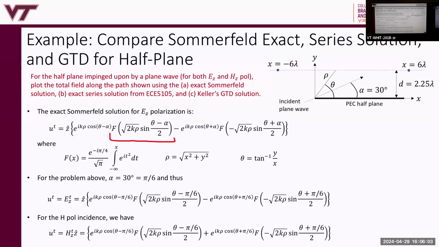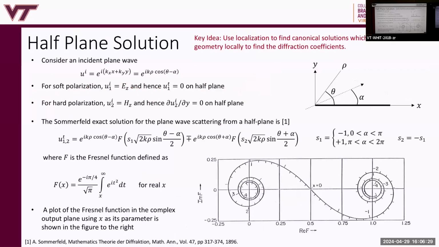We're going to see this a lot in today's lecture. The Fresnel function is a function F of x, which has this form: e to the minus j pi over 4 over the square root of pi, times the integral from minus infinity to x of e to the j t squared dt. It's an integration of a squared complex exponential. What does that look like? We saw that last time. It looks like this.